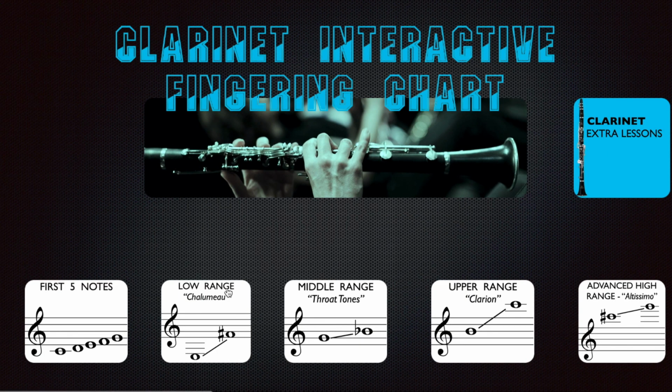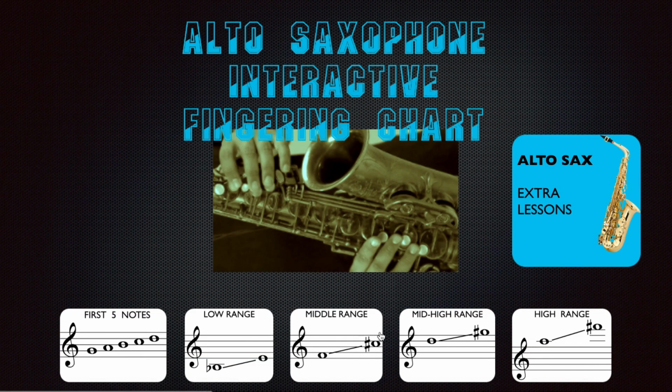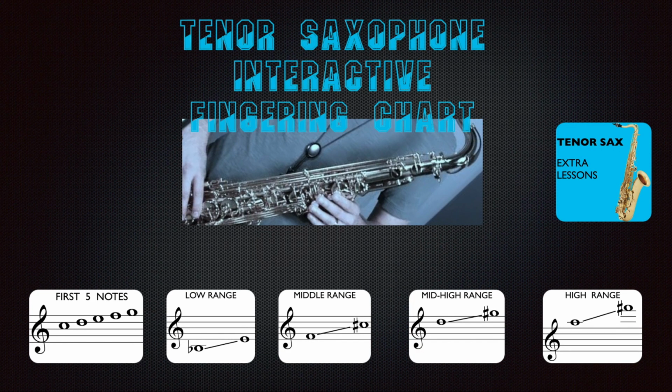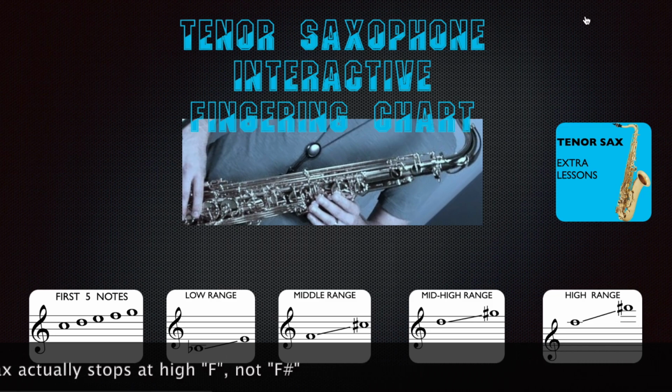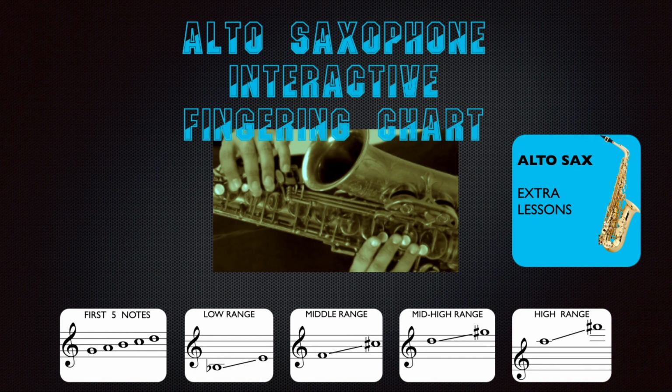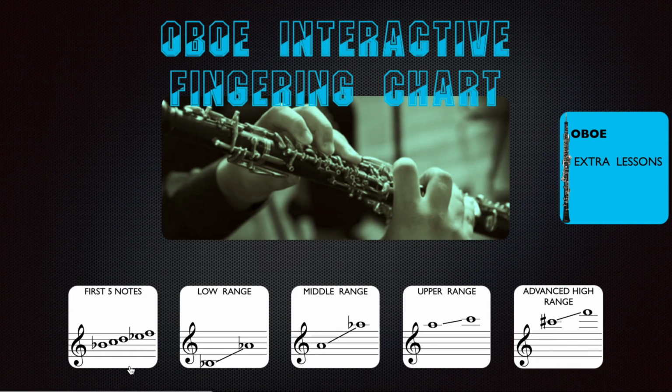And for clarinet, we go from low E all the way up to their altissimo high G. For alto saxophone, we go from low B flat up to high F sharp. And for tenor saxophone, we go from low B flat up to high F sharp as well. So each of these has a section devoted to the first 5 notes on the instrument.